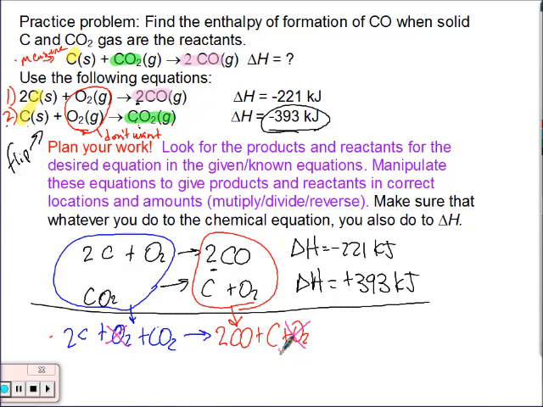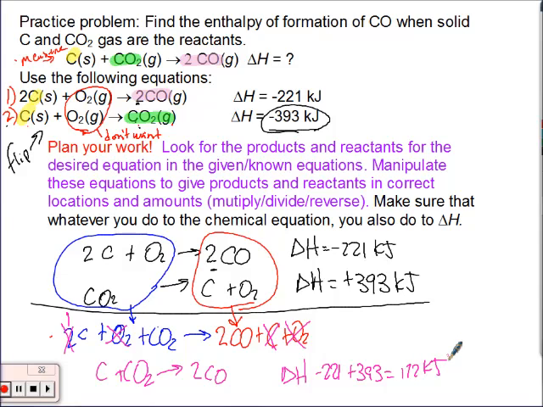Everything else looks like it's where it needs to be. Oh, and nope, my carbon on that side, there's 1 carbon. This 2 minus that carbon gives me 1 carbon, which is what I need. Okay, so this now looks like what I need my reaction to look like. So I'm going to take my delta H's and add up -221 plus 393 kilojoules, and I get 172 kilojoules. That's the delta H, or the enthalpy change for this reaction.